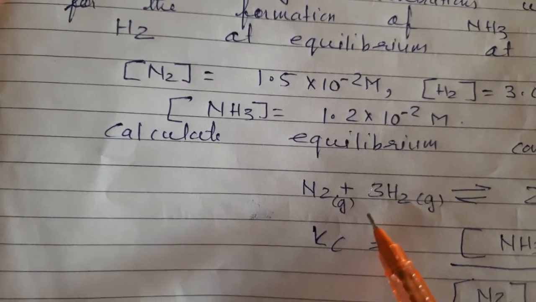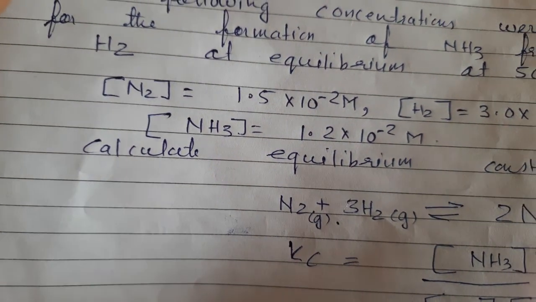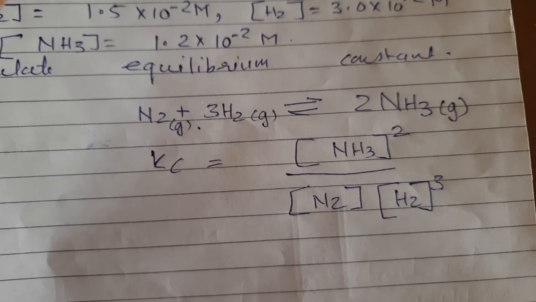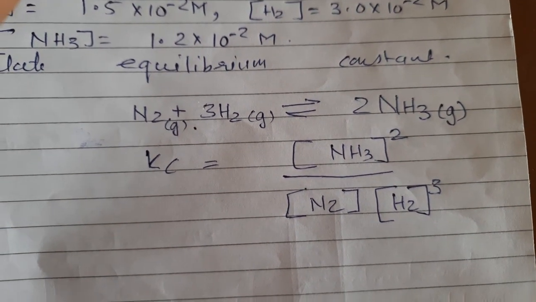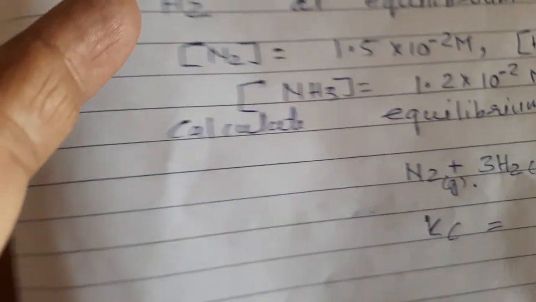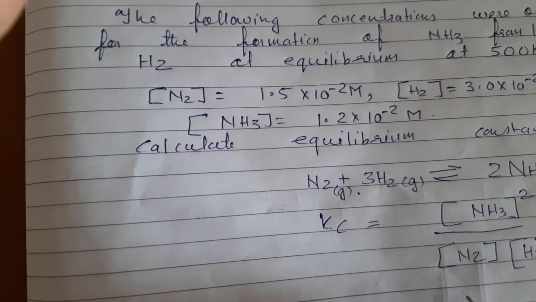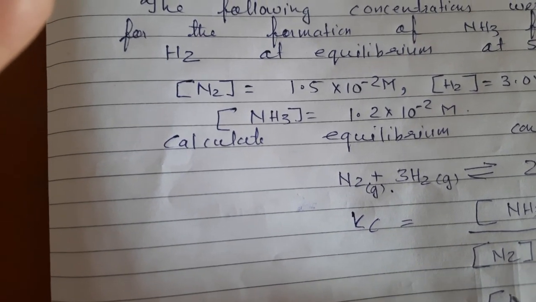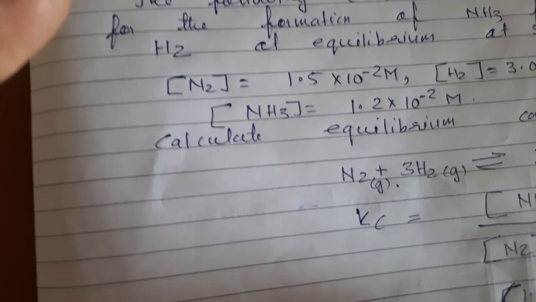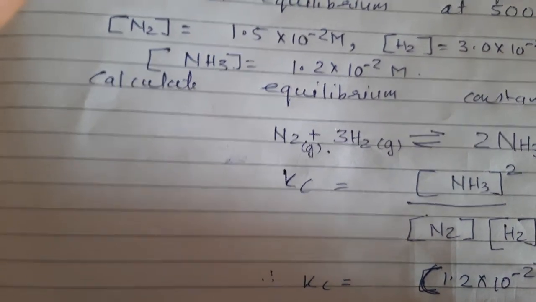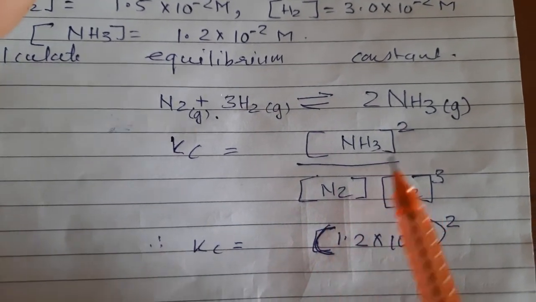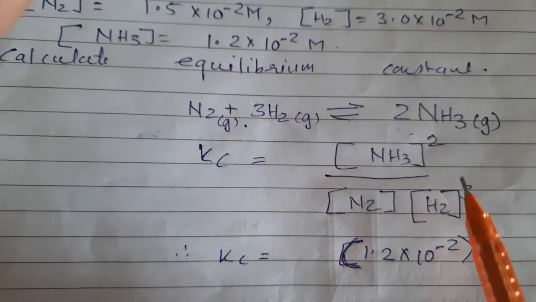But the coefficients which we have used to balance the reaction will be written as powers. So a square will be kept here for ammonia, N2 has no coefficient, and H2 has 3. So we will write it like this. After writing this, I will write the concentrations given in the question. Kc is equal to the ammonia concentration, as you see, 1.2 into 10 raised to power minus 2 molar. So I will write here 1.2 into 10 raised to power minus 2, squared. Why square?